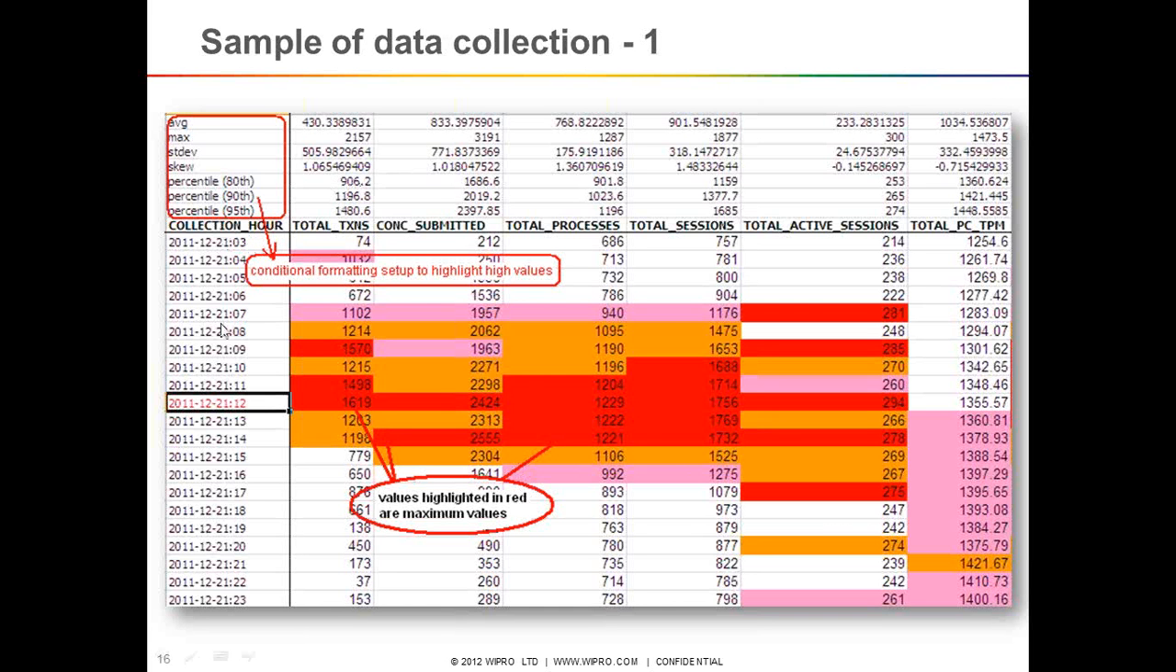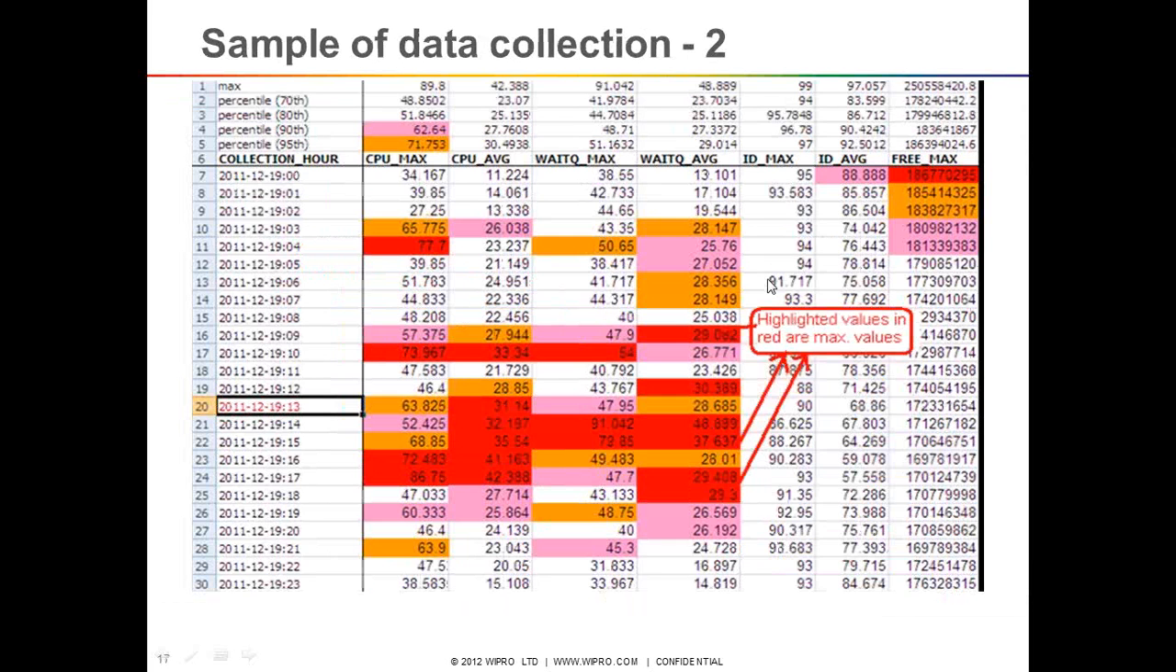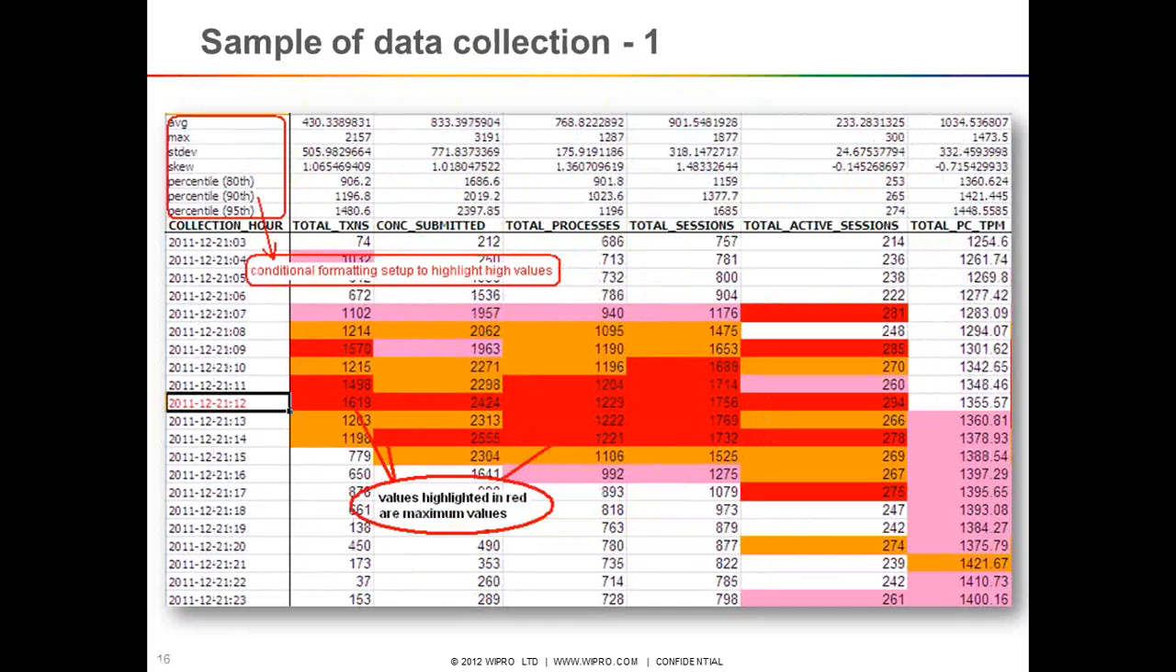So how is it doing? It was collecting data every allocated window. If you look at it, minute by minute it is capturing data. What is it capturing? Total transactions, concurrent jobs submitted, total processes, total sessions, total active sessions, and more. Even further, there is more data here. In the CPU, it is collecting CPU average, wait, IO, and max. It is capturing most of the data in a sequential manner so that you have a track there.